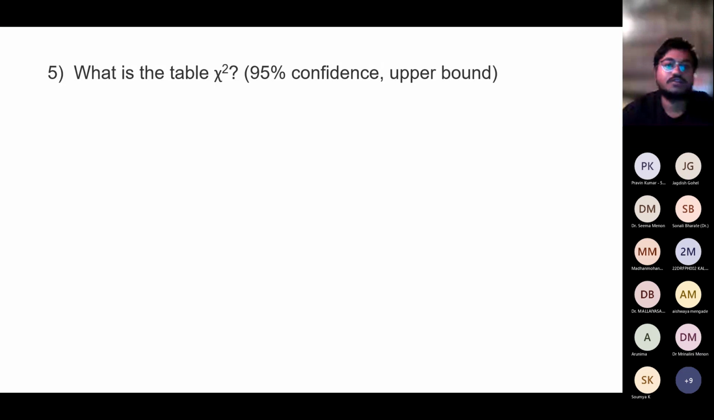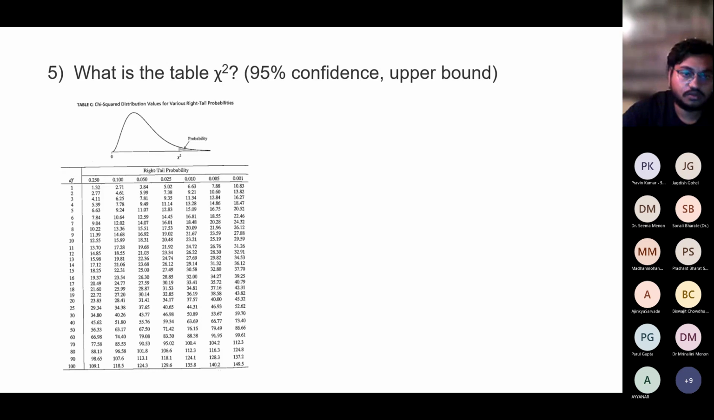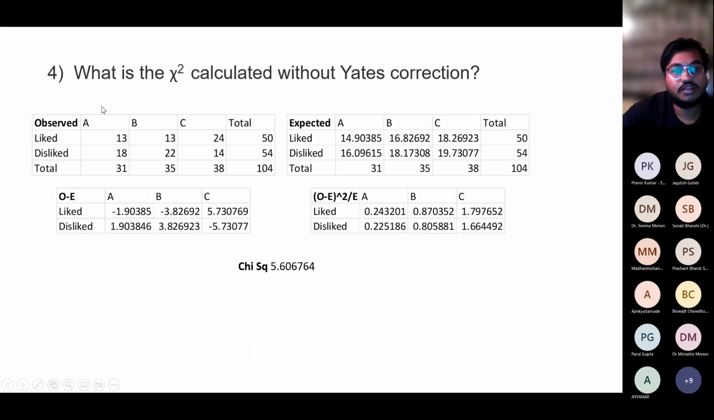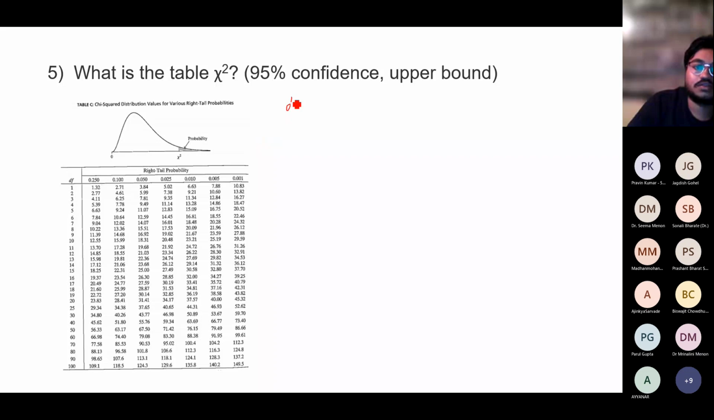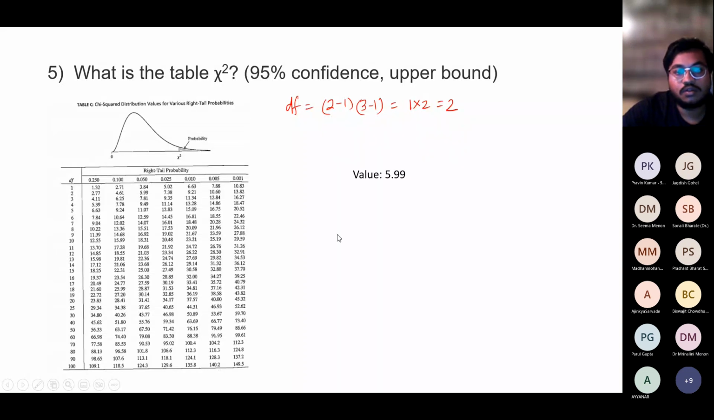Then the next question again is, what is the table chi-square value for 95% confidence interval? So for 95% confidence interval, we need to look at this column. And here in the question, we are given 3 categories of baby food formulations and 2 categories of liked and disliked. So the degrees of freedom will be number of rows minus 1 multiplied by number of columns minus 1, which will be 1 into 2, which is 2. So we'll look for degrees of freedom 2 in this column, and it gives us the value of 5.99. Is that clear?